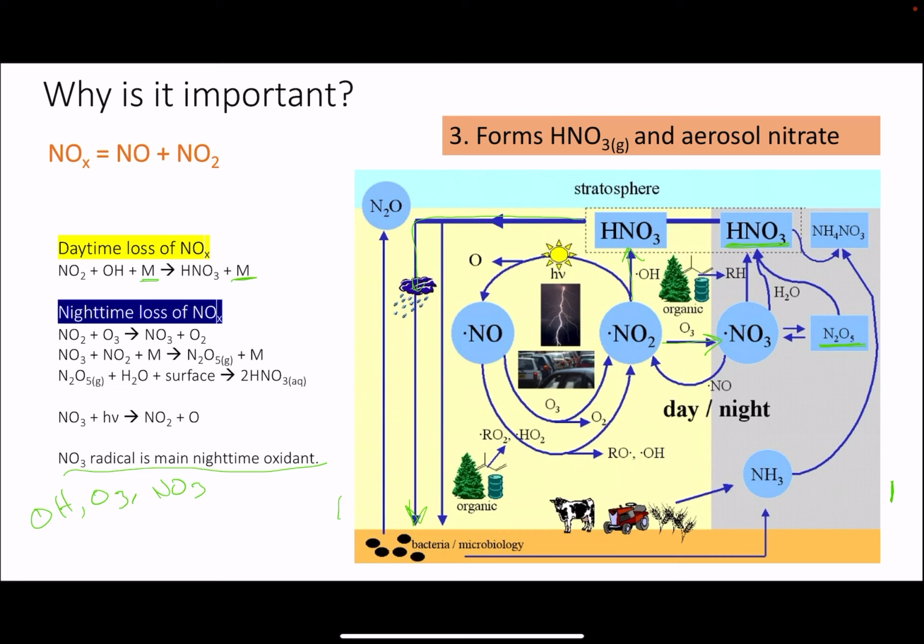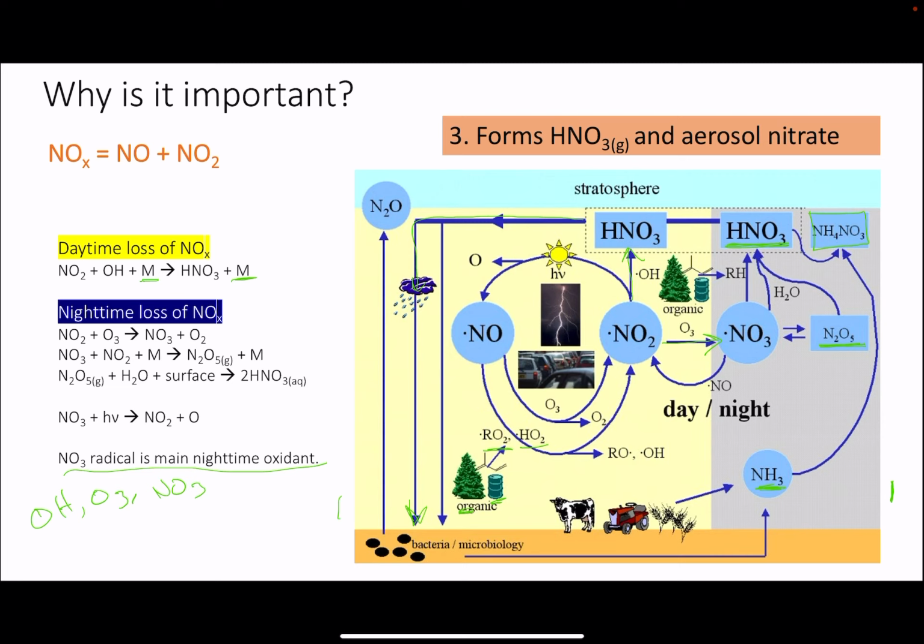There's a couple of other complications here. In this diagram, it shows very nicely how ammonia gas reacts with nitric acid to form ammonium nitrate. That's another type of nitrate aerosol. And this diagram also shows nicely how trees and other industrial processes lead to VOCs, which are another way, in addition to HO2, that you can oxidize NO to NO2. That's where this RO2 comes in.